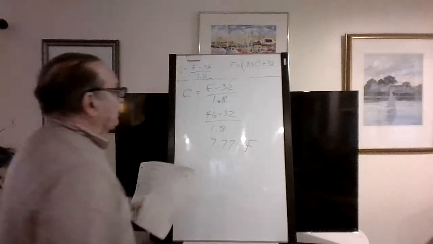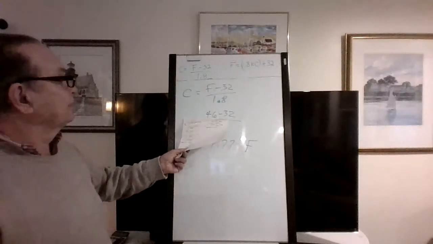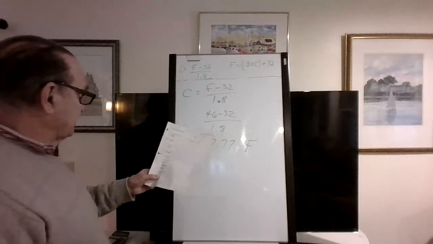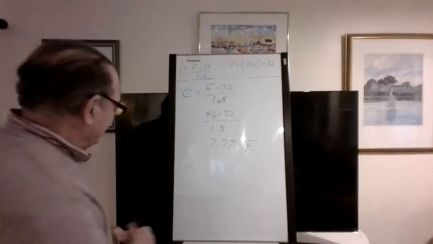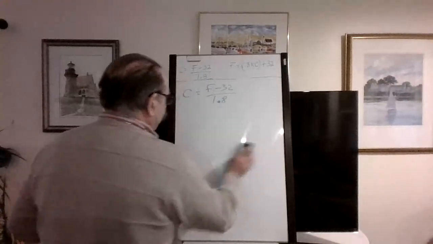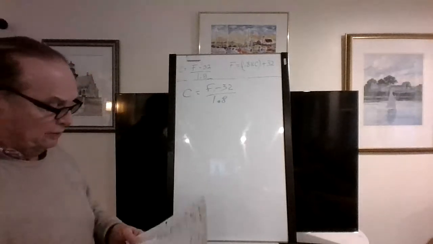Fahrenheit. Okay, so 46 degrees Fahrenheit equals 7.77. That's the answer for letter B. Letter C. All right, now they get into the minus. I knew they would. All right, let's see what we got. Again, don't let the minus throw you. Unfortunately, it does pop up on exams too.